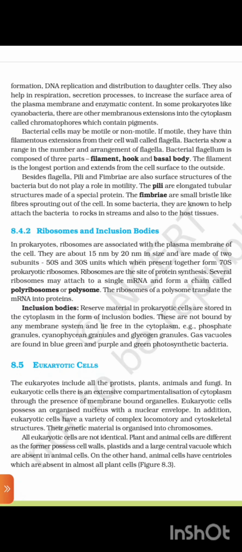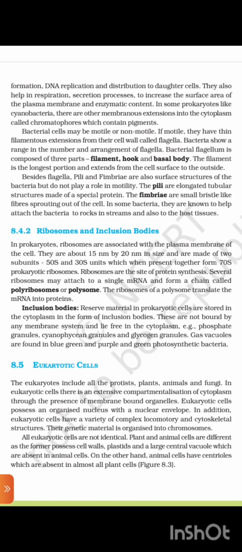Inclusion bodies: reserve material in prokaryotic cells is stored in the cytoplasm in the form of inclusion bodies. These are not bound by any membrane system and lie free in the cytoplasm. Examples: phosphate granules, cyanophycean granules, and glycogen granules. Gas vacuoles are found in blue-green and purple and green photosynthetic bacteria.